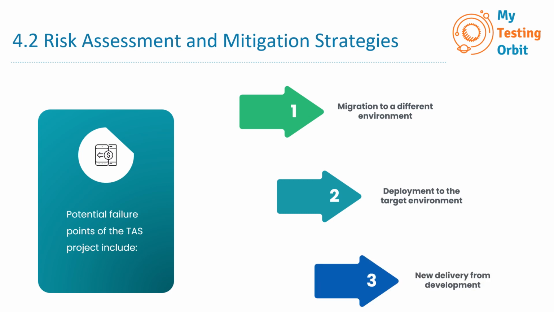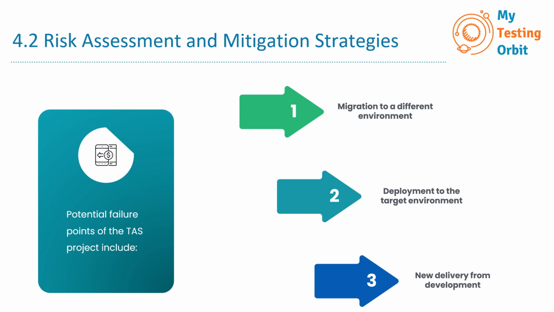Number three, new delivery from development. This point refers to the introduction of new software or code changes from the development team to the testing environment. When new code is delivered, it needs to be integrated with the existing TAS to ensure that testing remains up to date and reflects the latest developments. If the integration of new code is not seamless, or if it introduces unexpected bugs or conflicts with the TAS, it can lead to incorrect test results or testing delays. So ensuring that the TAS remains synchronized with new deliveries is critical to maintain the integrity of the testing process.